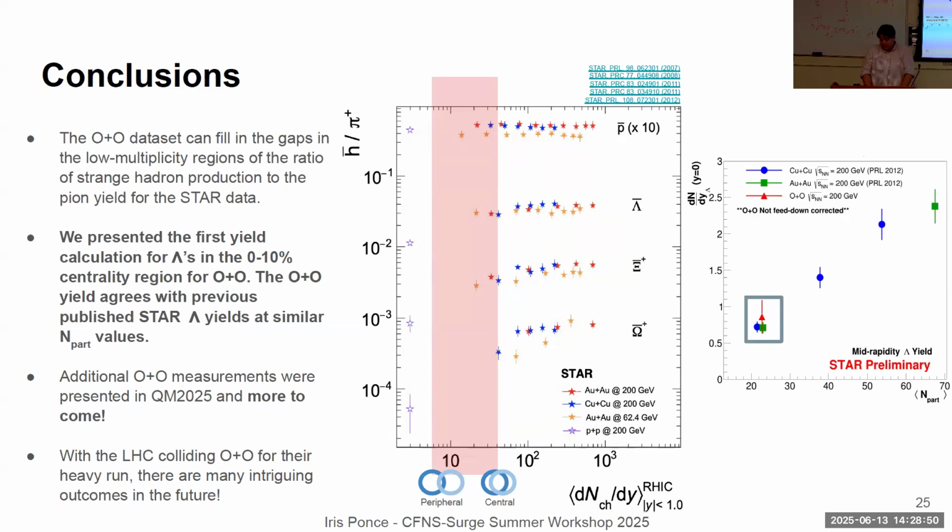So given that oxygen is so small, do you think it will achieve the thermodynamic limit in order to use HRG to compare? Are you thinking like thermal models?